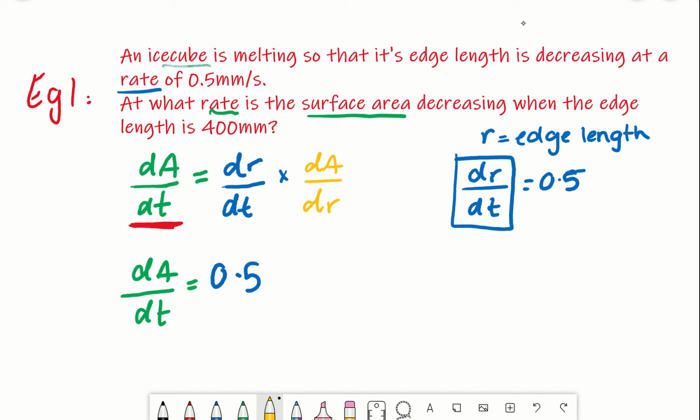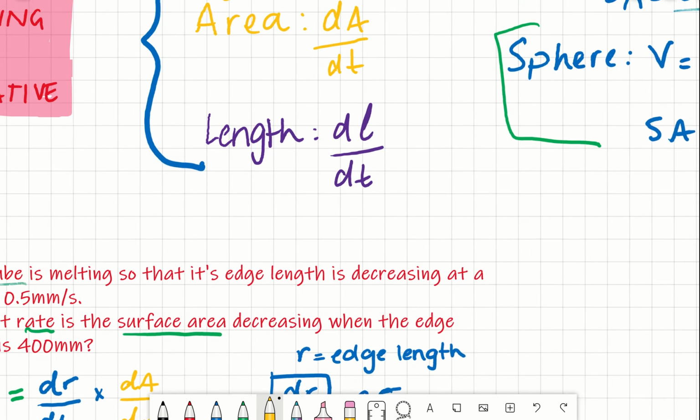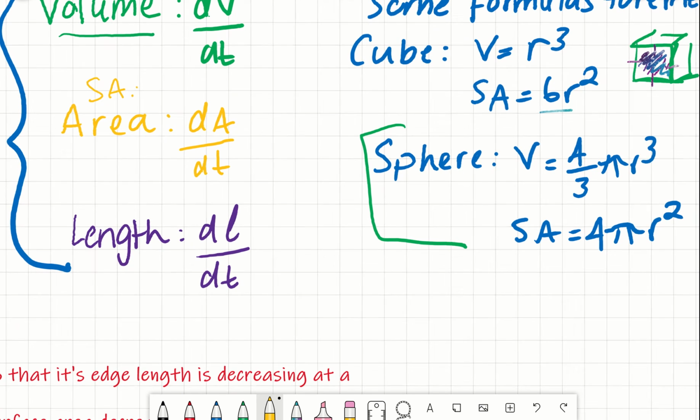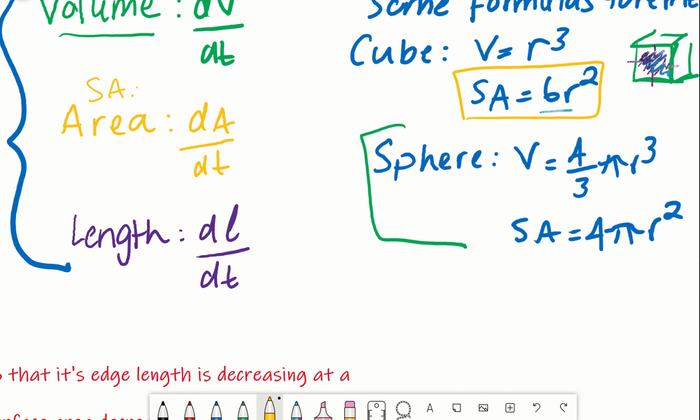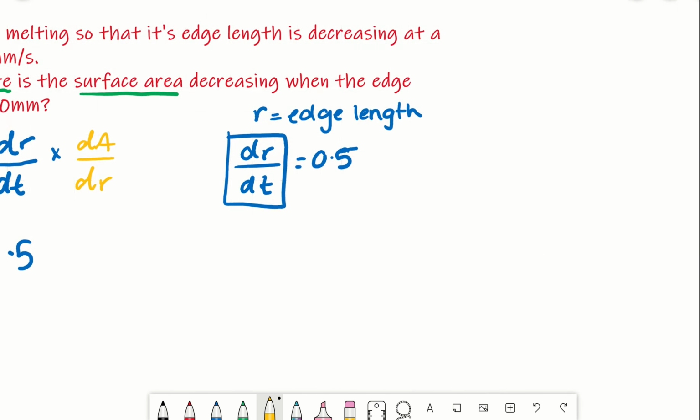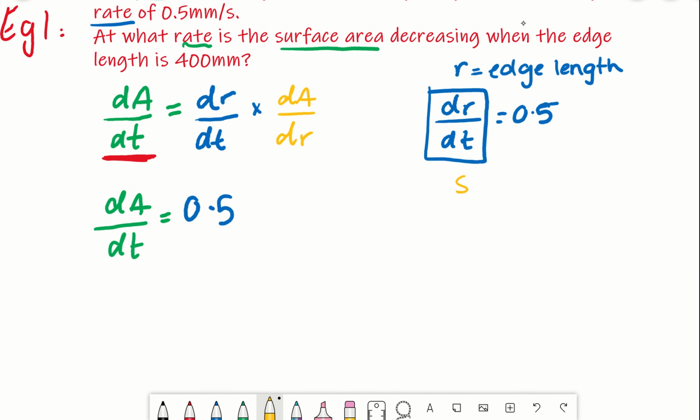dA dr, I don't know that. But all that's saying is the derivative of the surface area with respect to r. You think, okay, well, hang on. I know the surface area with respect to r has this formula. SA equals 6r squared. So if I start with that, and I'll stick with just A, because that's what I've already used, 6r squared. Well, then dA with respect to r, because I'm differentiating with respect to r, if I differentiate this, I get 12r. So now I can pop this in here.